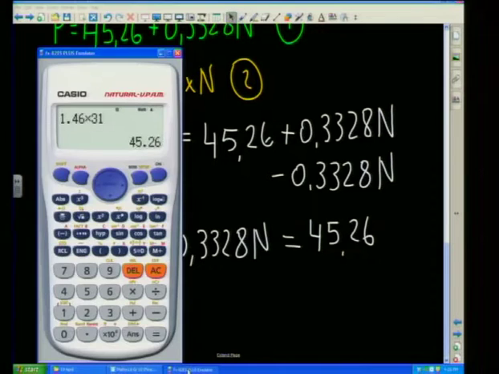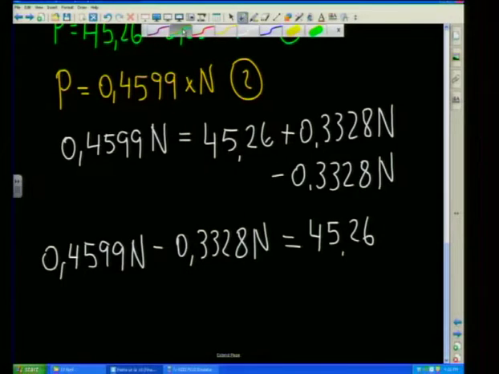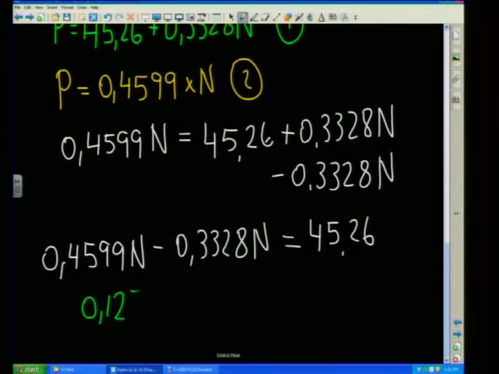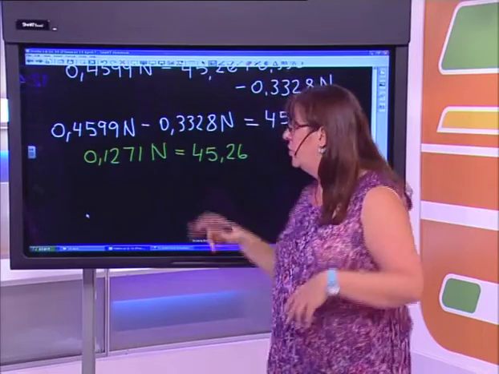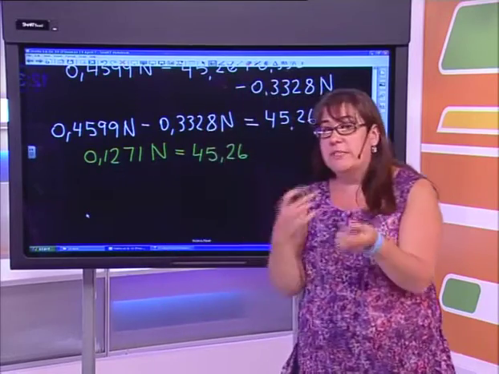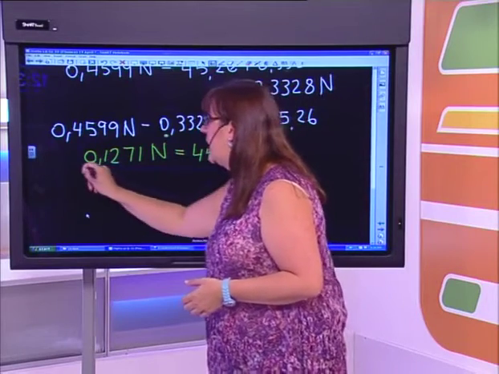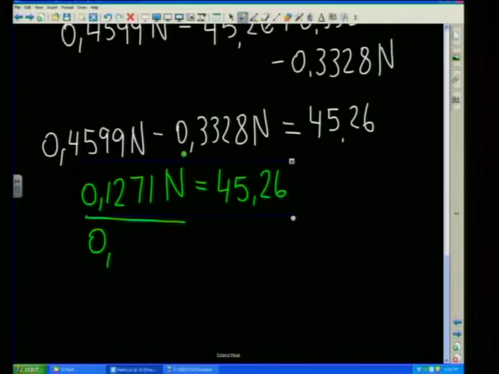Now I can actually calculate that. So let's get our calculator out and say 0.4599 minus 0.3328, and I get an answer of 0.1271. So 0.1271 N is now equal to 45 Rand and 26 cents. I need N still. I don't have N on its own. So I'm going to get rid of this. I do the opposite of what's happening in the equation. So right now this is times. I'm going to divide by 0.1271.